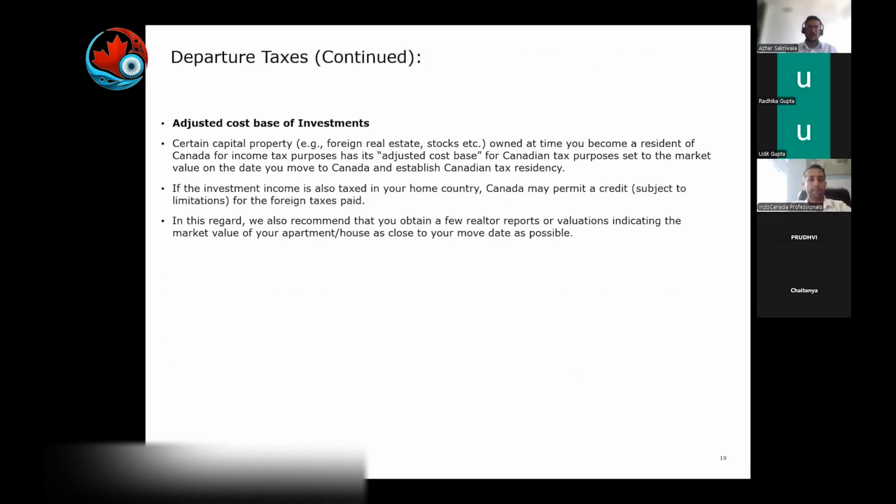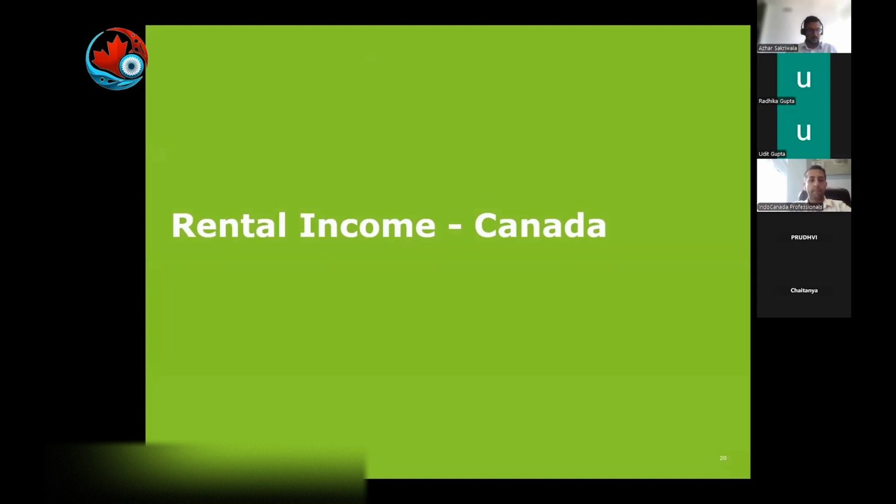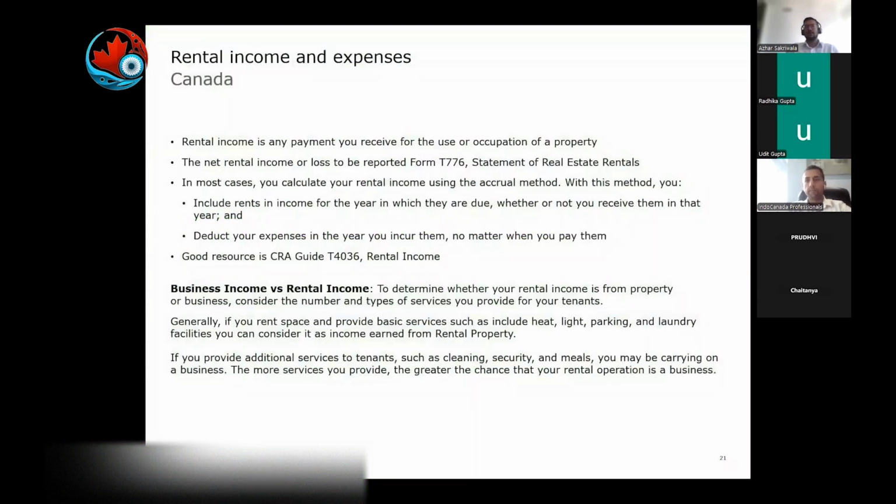Yep. So this slide again talks about the adjusted cost base of investments, very similar to what we discussed previously. Now, quickly coming on to rental incomes. A lot of people do make investment property purchases in Canada and earn rental incomes. So your rental income has to be reported as taxable income in Canada, irrespective of whether your property is in Canada or in India, if you're a Canadian tax resident.